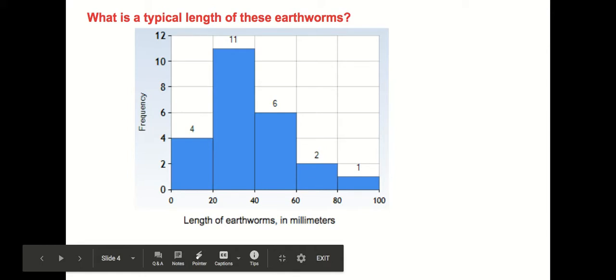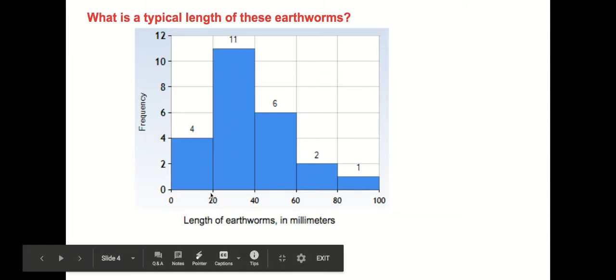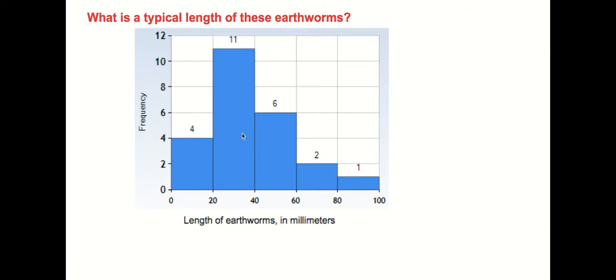A typical length for these earthworms. When you see the word typical, it's not an exact science. They're asking you to look at the data and see what you interpret as being a typical length. So looking at this, almost half of the earthworms, 11 out of 24 of them, are in the range of between 20 and 40 millimeters long. So I would say a typical length is between 20 and 40 millimeters, maybe 30, 35 millimeters long.